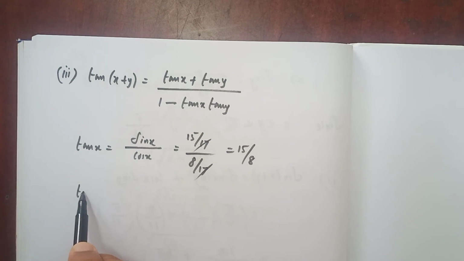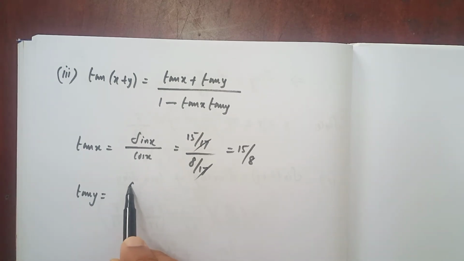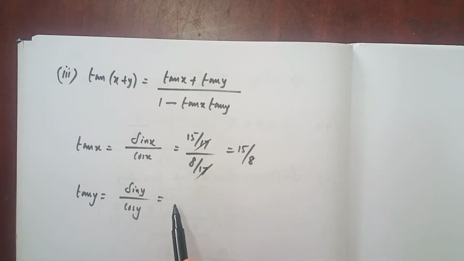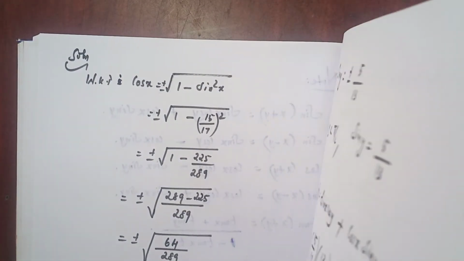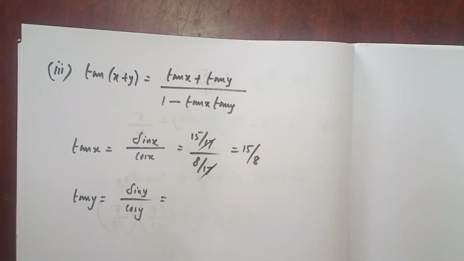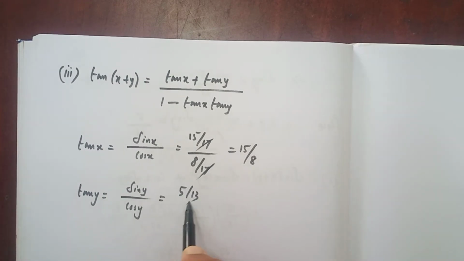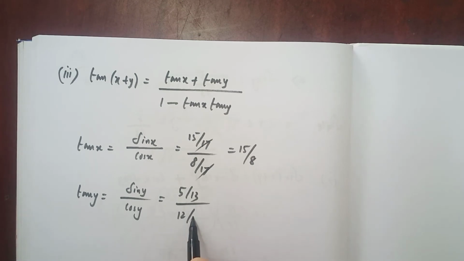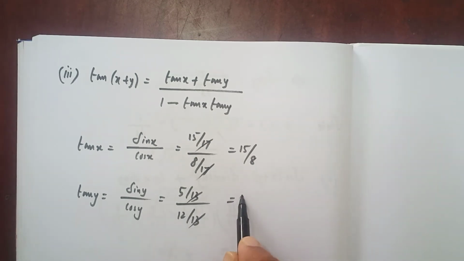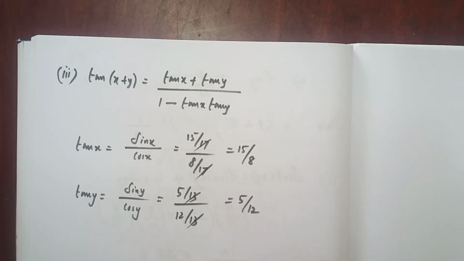Now tan y. Tan y is equal to sin y divided by cos y. Sin y value we got it, that is 5 by 13. Cos y value that is given in the question, 12 by 13. 13 13 get cancelled, 5 by 12.